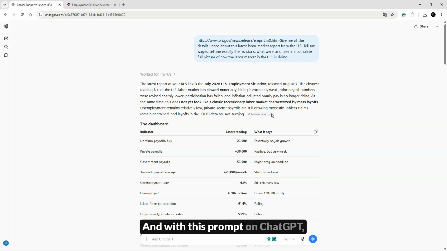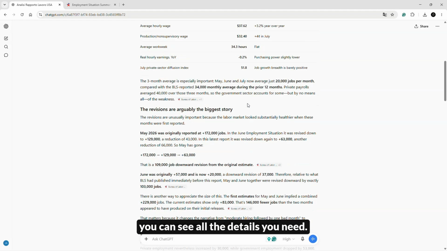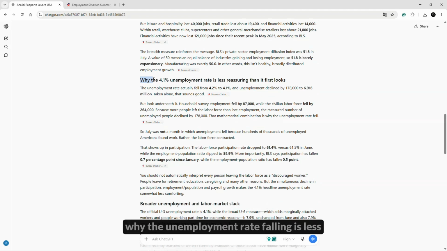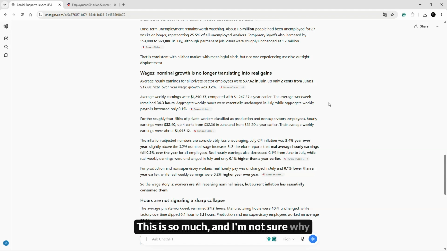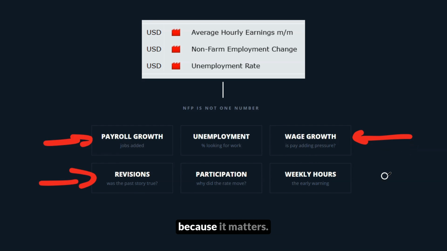And with this prompt on ChatGPT, you can see all the details you need. The revisions are arguably the biggest story. That's true, because the prior two NFPs were revised lower by a lot. Why the unemployment rate falling is less assuring than what it looks. This is so much, and I'm not sure what I'm actually giving out for free on YouTube, but just make the best of it. Understood? Not just the headline numbers. Focus on all the details because it matters.